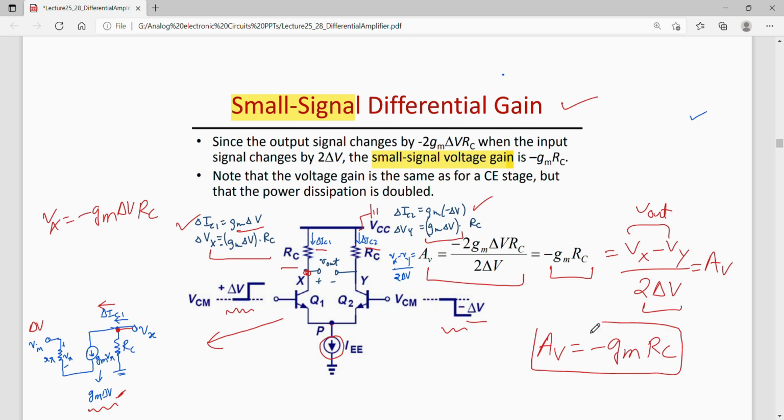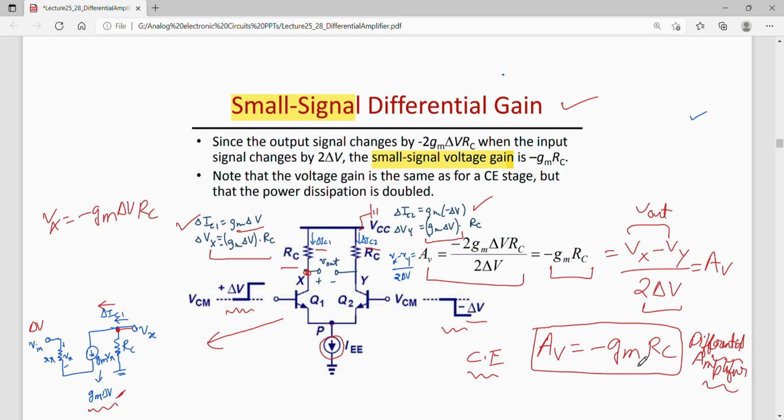Now if you remember, the gain of the common emitter configuration with single ended output is also minus GM RC. That is the gain of this half circuit, which is a common emitter configuration with single ended output. So the gain of the differential amplifier and the common emitter stage are both the same, equal to minus GM RC.